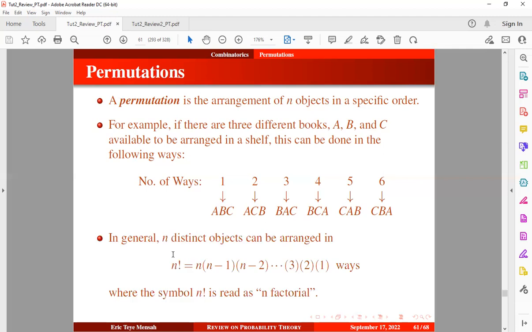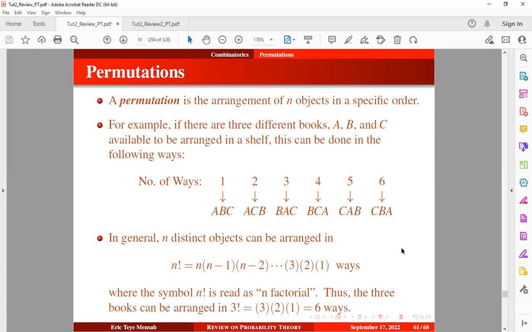So in general, n distinct objects can be arranged using factorial. N exclamation is read as n factorial, which is expressed in this form. So if you take the three different books, they can be arranged in 3 factorial ways, which is 3 multiplied by 2 multiplied by 1, which is 6 ways. It's similar to this, this one is 1, 2, 3, 4, 5, 6. So this is the number of ways we can arrange three books on a shelf, picking three at a time, and if you use the factorial approach, you also get the same result.